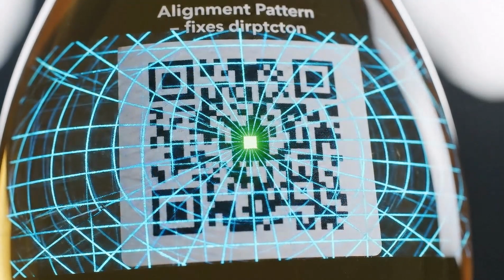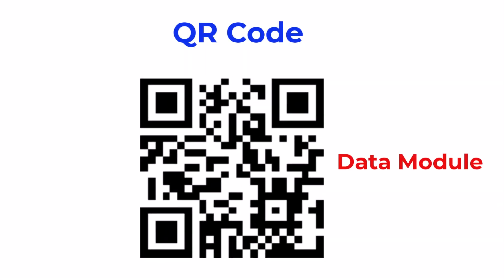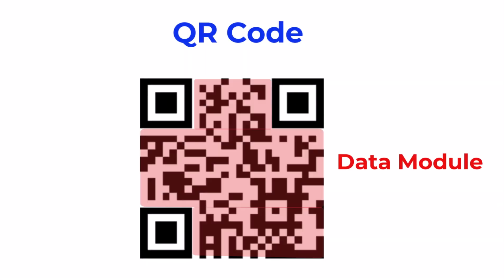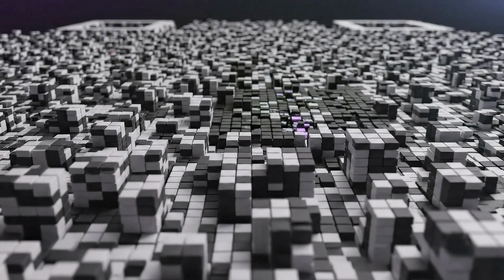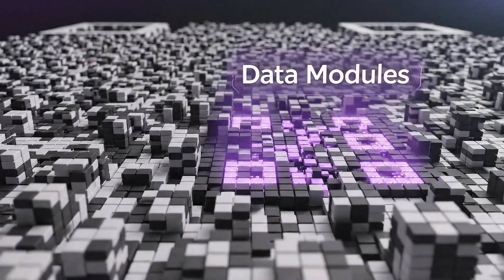The surface isn't flat, so the code bends. The alignment patterns help the scanner straighten it out digitally, so it still works. And finally, the most important part, the data modules. These are the little black and white dots that actually hold the information. To your eyes, they look random. To a phone, they are a language.